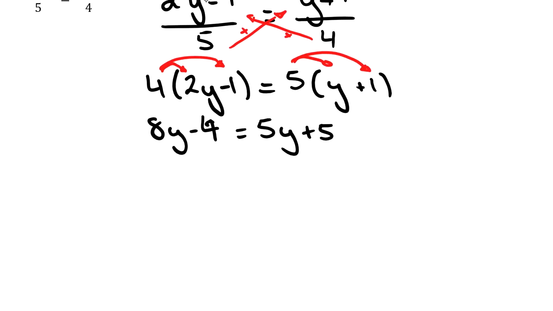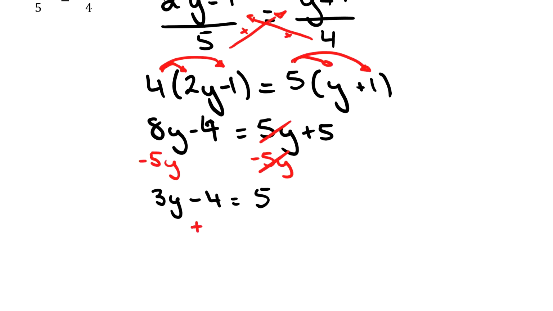I then want to get all the y's to the same side. So I like to have the letters on the left-hand side. So knowing that, I'm going to minus 5y, minus 5y. Notice how I wrote the minus 5y underneath the 8y, because remember, they have to be under the same like term. So y's have to be under y's. So 8y take away 5y is 3y, take away 4, because that hasn't changed, that's remained. And we're left with 5 over here.